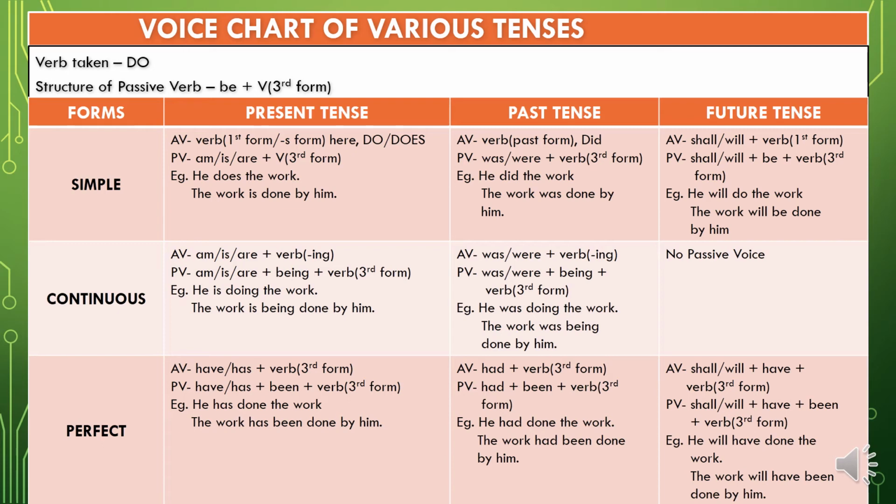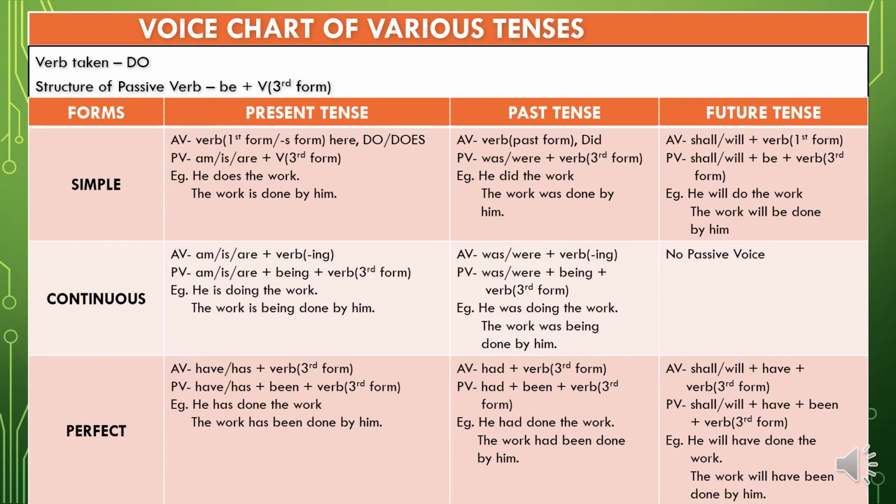Then present perfect tense. The present perfect structure is have or has plus verb third form, past participle form. For example, he has done the work. Then if we have to change it to passive voice, what will happen? Have or has plus been plus verb third form. He has done the work, the work has been done by him. And why are we using been here, the form of the be verb? Because been is the perfect form of the verb be. So that is why we have used been here.